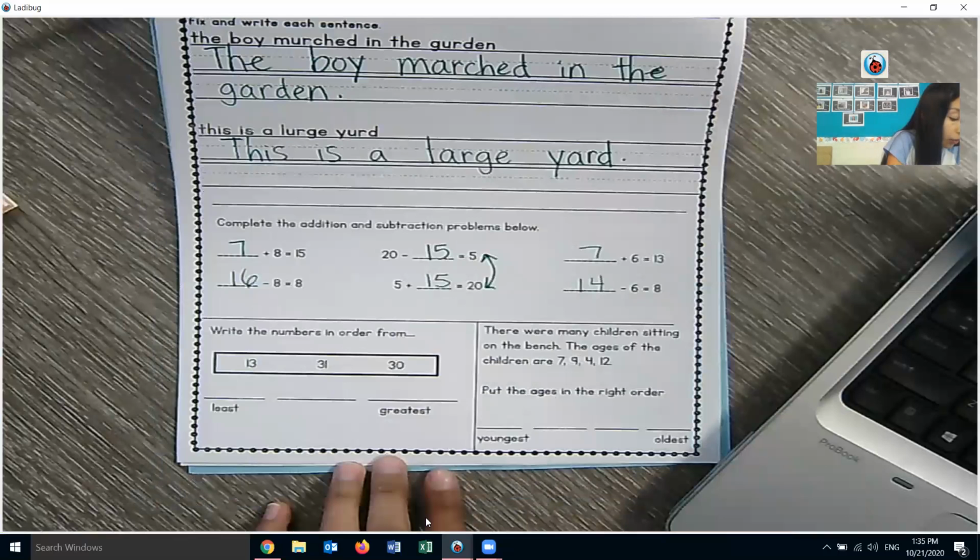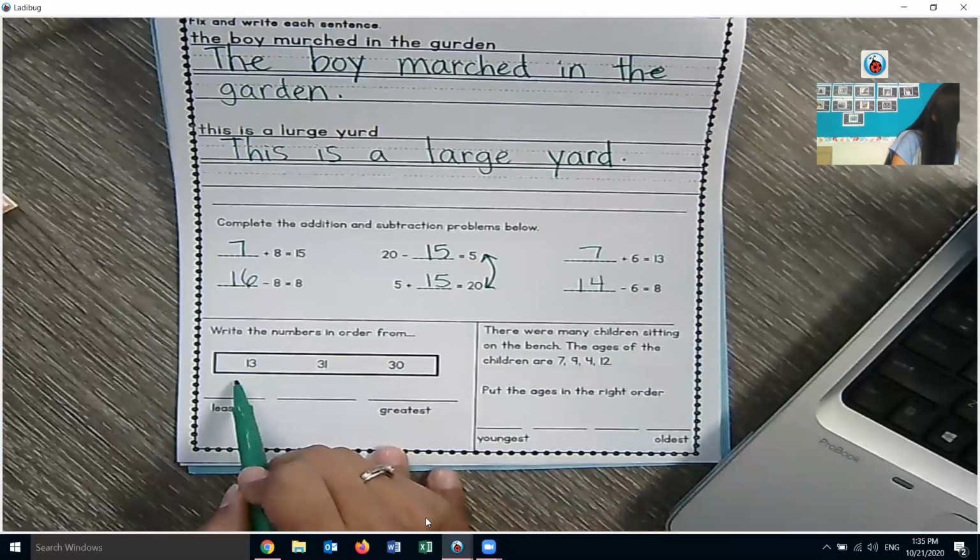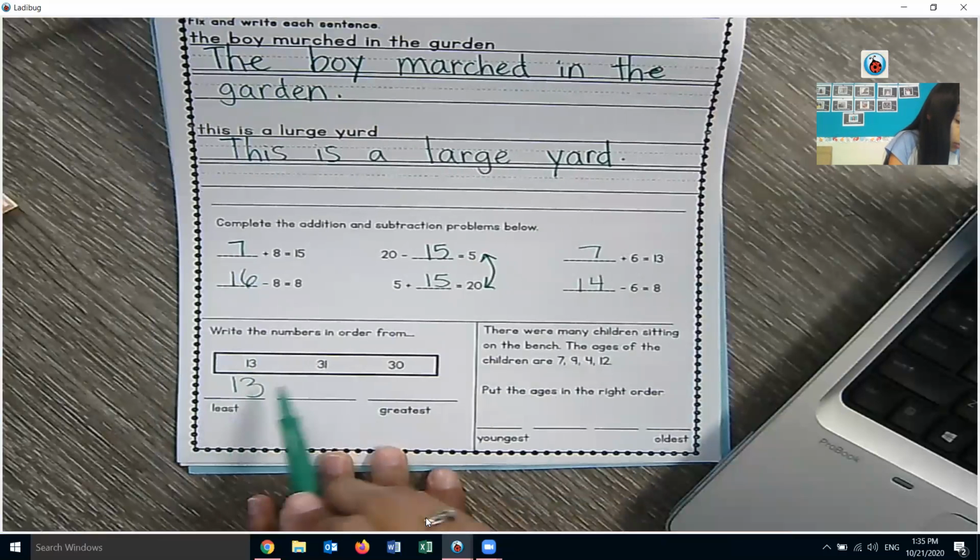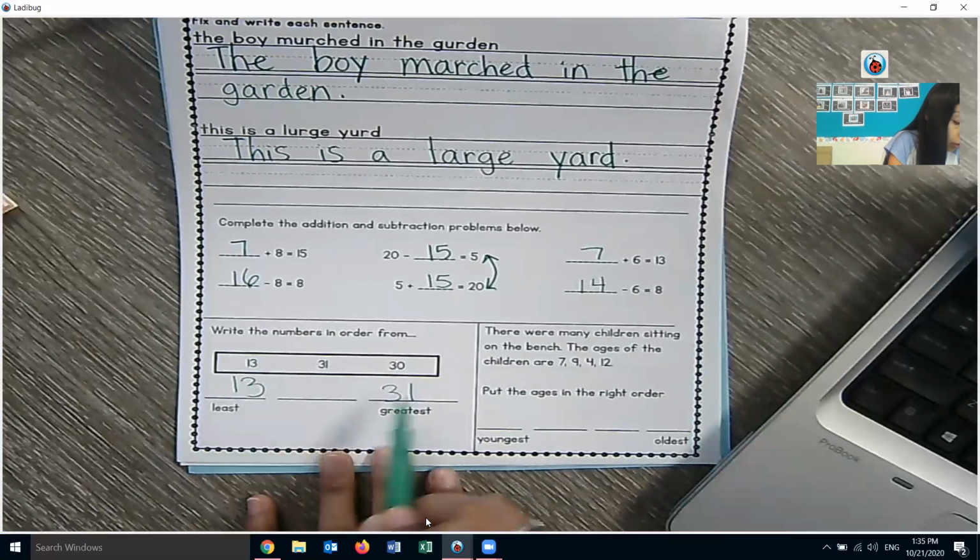Put the numbers in order from least to greatest. The smallest number here is 13. My biggest number here is 31. And 30 will be in the middle.